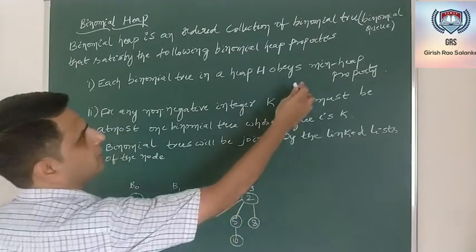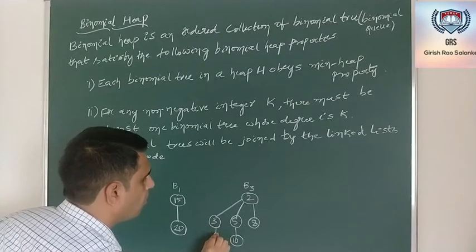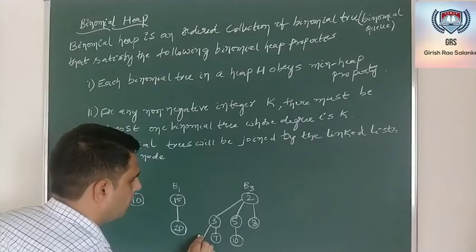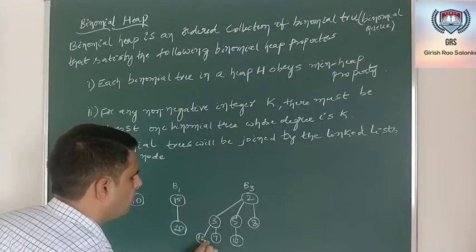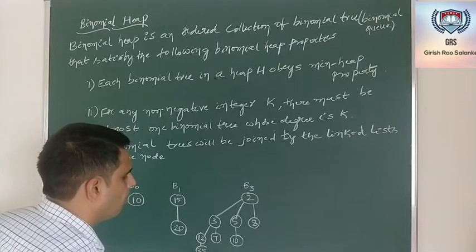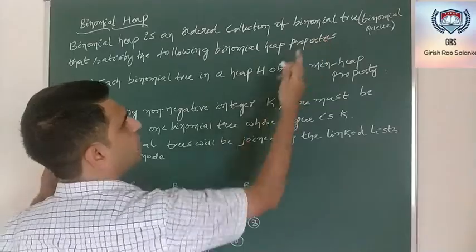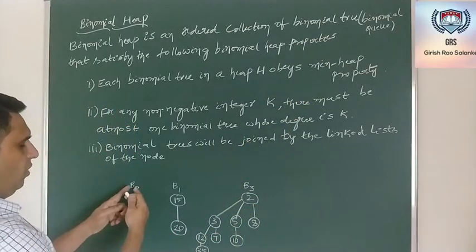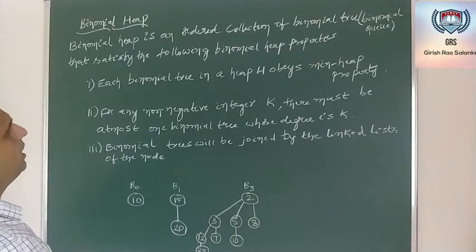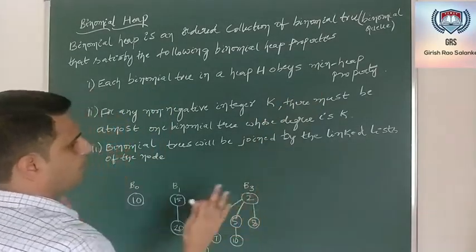To have B3, I should have one more, and it should have the min heap property. I will have 3, 7, 12 and 25. It says that a binomial heap is an ordered collection of binomial trees. So these are the binomial trees B0, B1, B3. This is a collection of binomial trees wherein each binomial tree in H should have the min heap property.